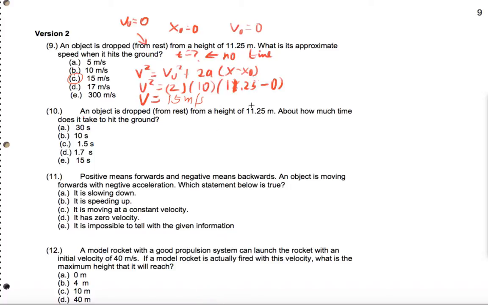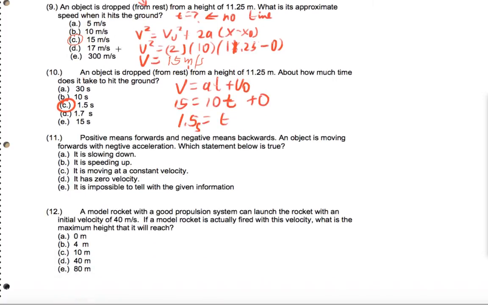Now this object is dropped from a height of 11.25, and we want to know how much time it takes to hit the ground. I'm actually going to use the answer to 9 to help me do number 10. So I'm going to use v equals at plus v naught. So I have v is 15 and a is 10. t is the time that I'm solving for, and I start at a speed of 0. So 1.5 seconds is what I end up getting for the time, which is choice C.